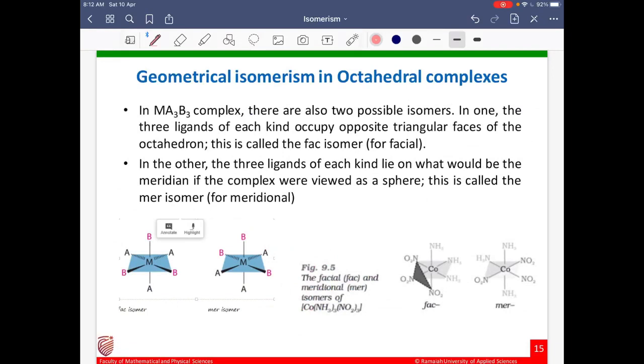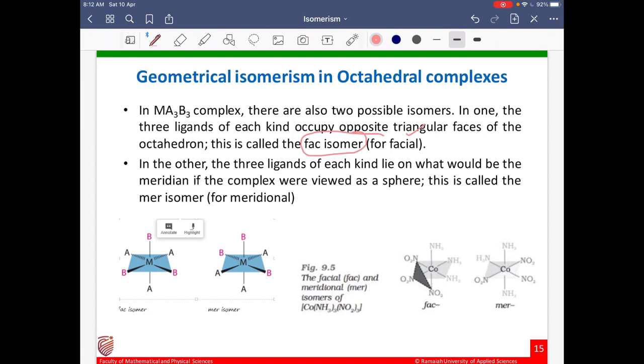Geometrical isomerism in octahedral complexes, we will take another example for Ma3B3 complex. There are also two possible isomers. In one, three ligands of each kind occupy opposite triangular faces of the octahedron, and this is called FAC isomer, for facial isomer. In the other, three ligands of each kind lie on what would be the meridian if the complex were viewed as a sphere. This is called MER isomer or meridional isomer.